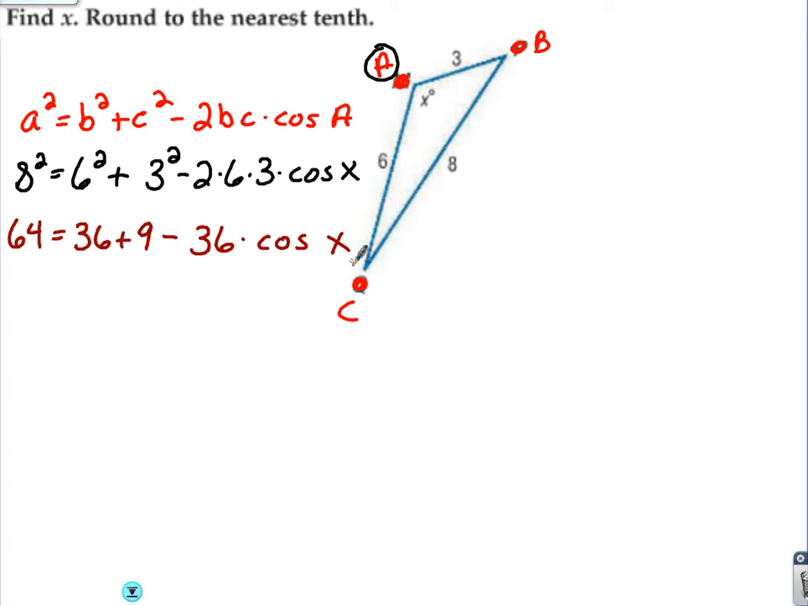Here's what not to do. Watch real close. 36. Oh, look, there's a minus 36. I can just cancel those out. No. There's a big difference there. Look at this problem. Let's say that you were solving this equation: 4 equals 36 minus 36x.